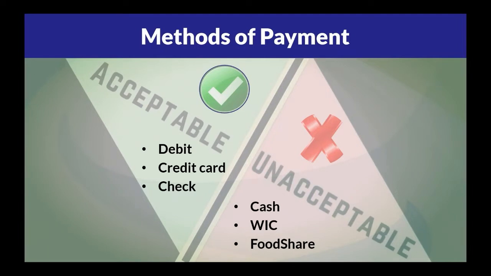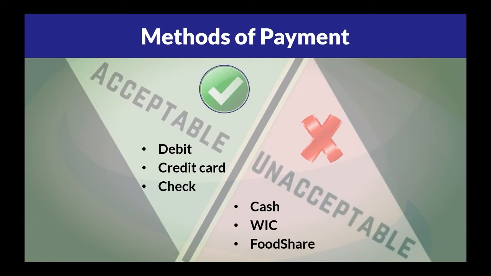Also, you must make CACFP purchases with an acceptable method of payment. Acceptable methods of payment are a debit card assigned to the business checking account, a credit card that is in the business's name, or a check made payable to a store, vendor, or an employee from the business checking account.